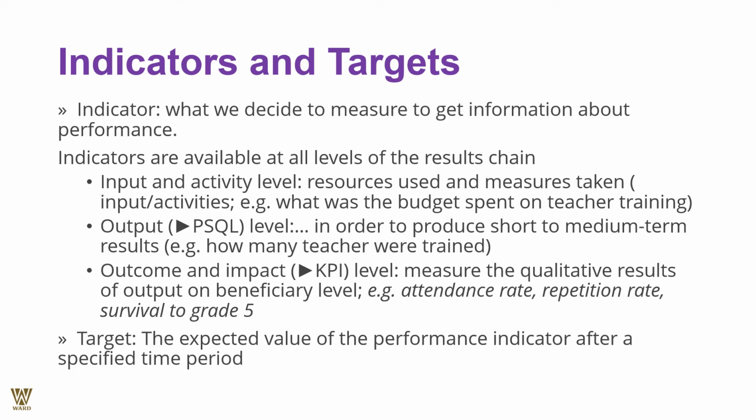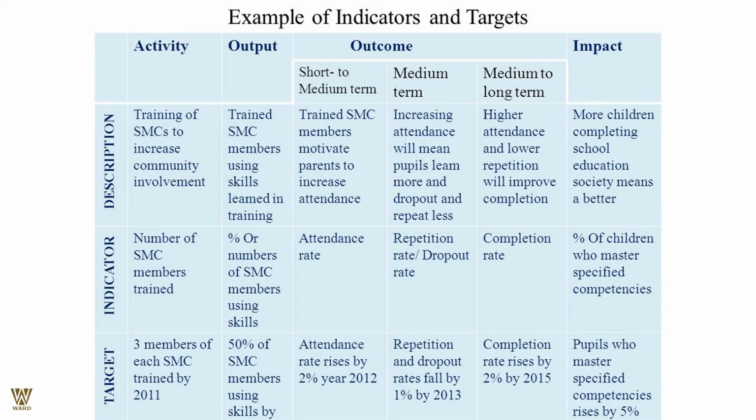The last one would be your target, which is the expected value of the performance indicator after, should I say, a specified time, as the case might be. It is the indicator that we look across with. So I'm giving you an example of indicators and target. Mind you, this is just an example. And for you to understand what exactly are the activities, output, outcomes, and the impact.